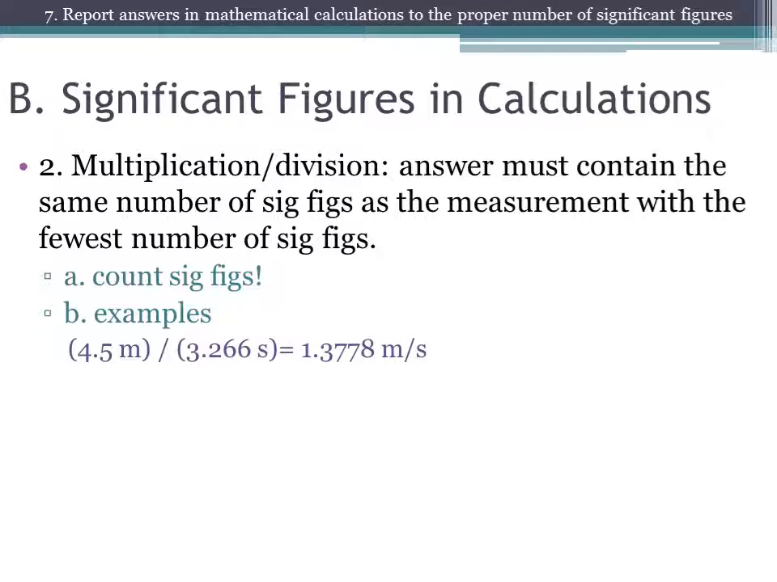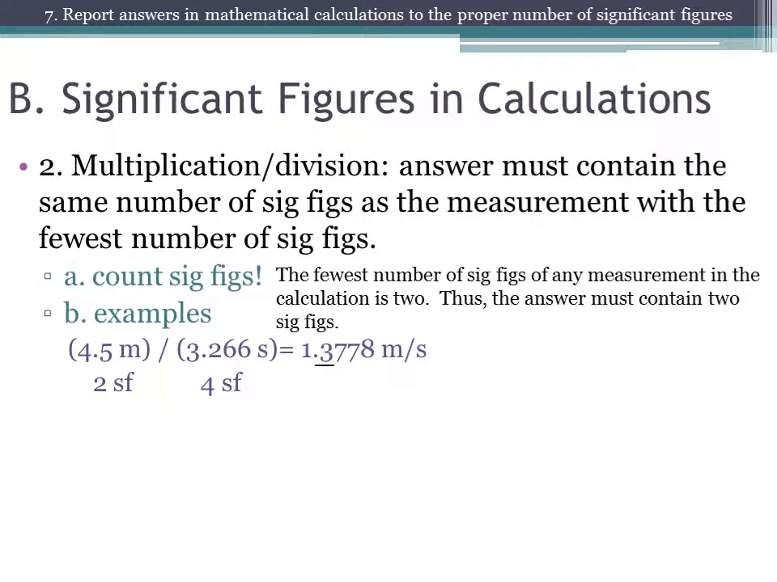Another example, this time division, still the same rule. 4.5 meters divided by 3.266 seconds. Your calculator is going to tell you 1.3778 meters per second. Count the sig figs. 2 sig figs in 4.5 meters, 4 sig figs in 3.266 seconds. Our answer is going to contain 2 sig figs. That's the fewest number. So again, I start counting from the left, the first non-zero, 1, 2.